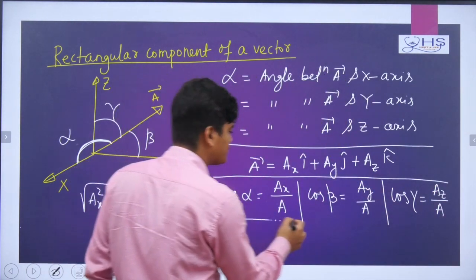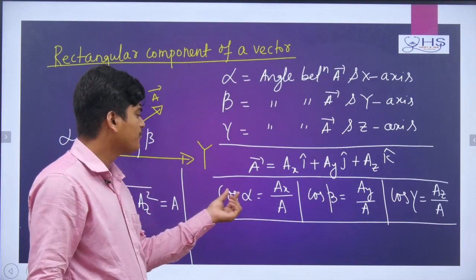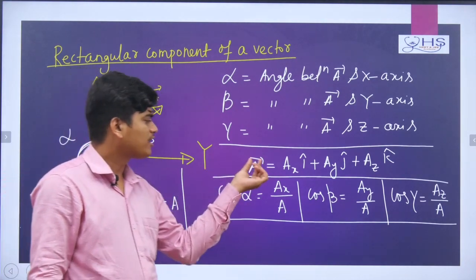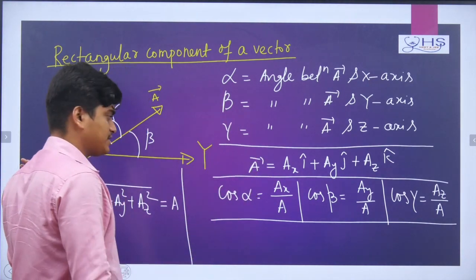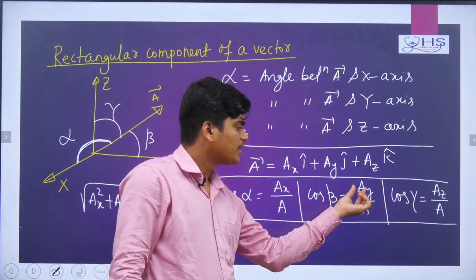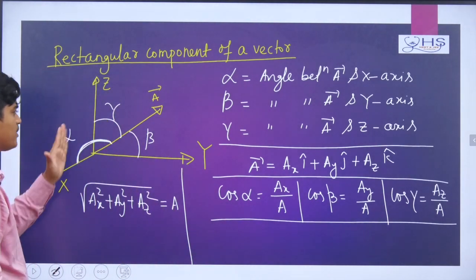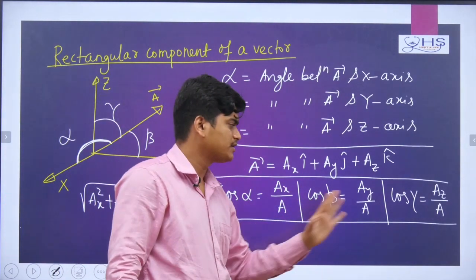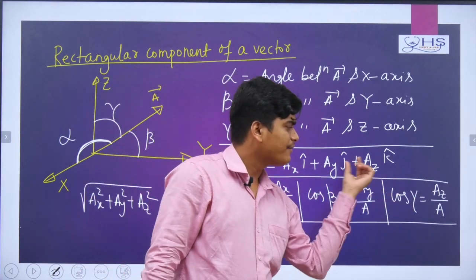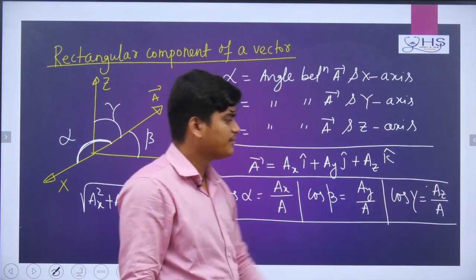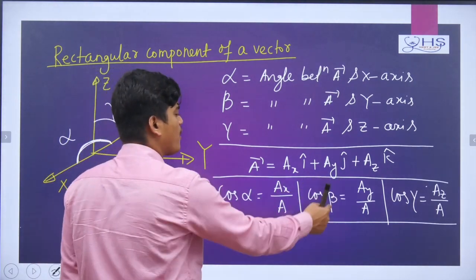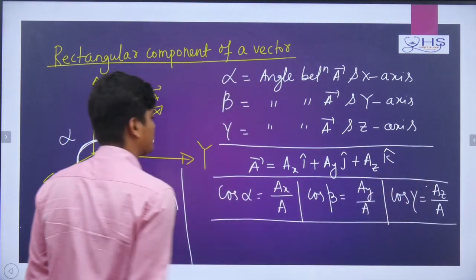Okay, so what is this called? Basically cosines. The cosine of the angle alpha is Ax by A, where Ax is the component of the A vector along the x axis. Cos beta is the component of the A vector along y divided by the magnitude of the A vector. Similarly cos gamma is the component of the A vector along z, that is Az divided by A. Or you can also write Ax equal to A cos alpha, Ay equal to A cos beta, Az equal to A cos gamma.